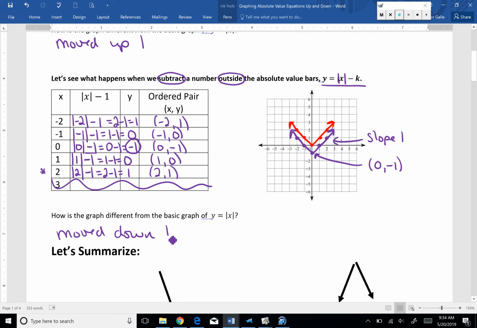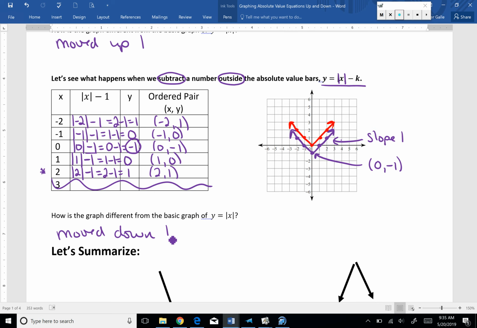So we have to be very careful. When we added and subtracted last class, it was inside of the absolute value bars. Inside of the absolute value bars, we moved our graph left and right. Now we're adding and subtracting outside of the absolute value bars. And when that happens, our graph moved up or down.